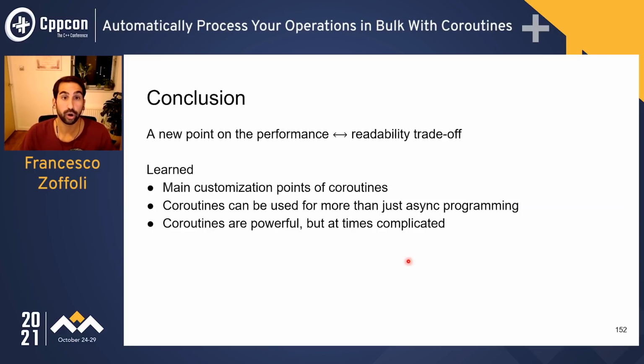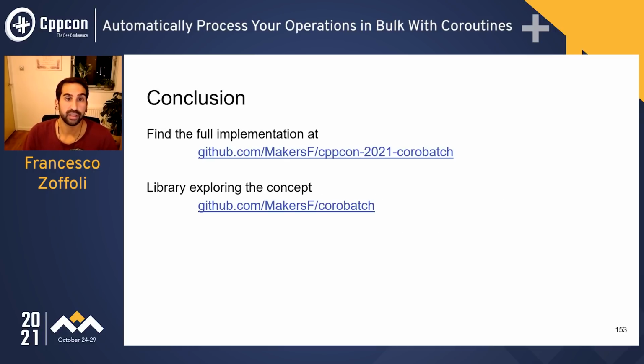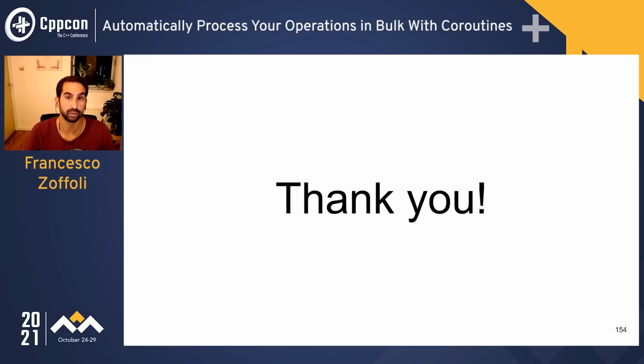So in conclusion, we saw a new point in the performance reliability trade-off with coroutines. We learned the main customization points for coroutines, and we saw that coroutines can be used for more than just async programming. Coroutines are also powerful, but at times a bit complicated to understand. Again, you can find the full implementation at the link above, and there's a library which I implemented to expose the concepts in a higher level API, although it doesn't implement the latest version of the idea. And with this, we covered everything. So thank you very much for listening to me today.